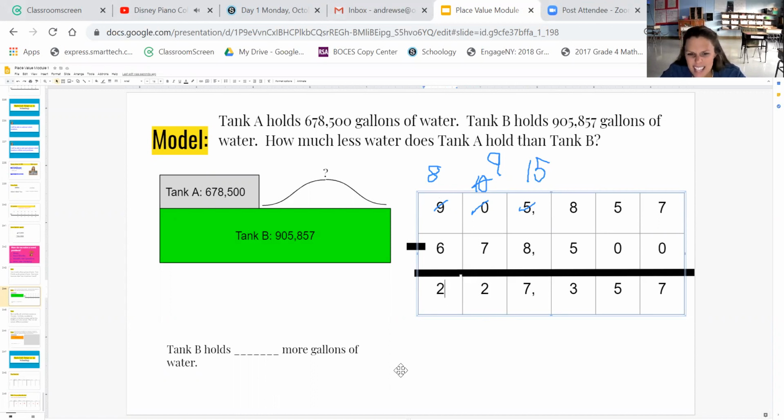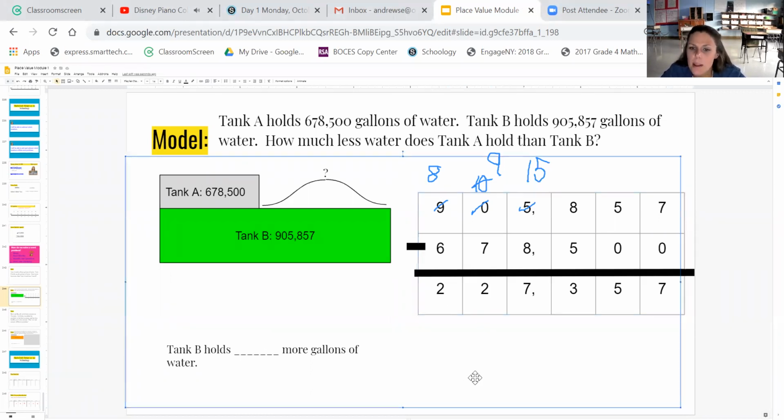I want to take a second. How could I check my work? What could I do to double check that this truly is accurate? Pause your video, and I want you to do whatever strategy you want. Maybe you want to do estimation. Maybe you want to do the inverse operation. But I would like you to take a second and double check your work. So go ahead and pause your video and double check.